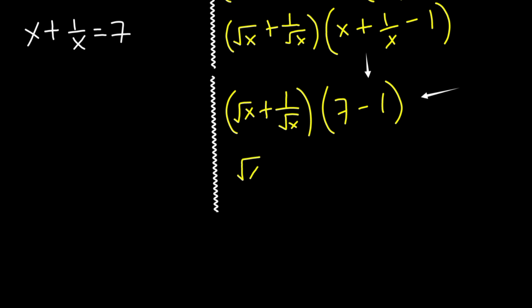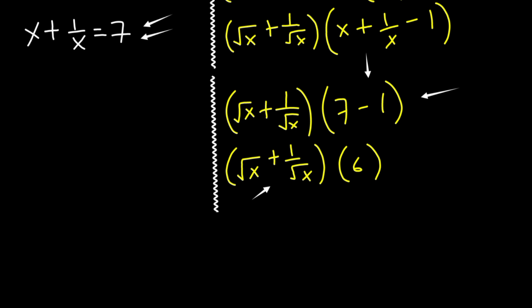Therefore, this will be reduced to root x plus 1 over root x, then times 6. Now we know x plus 1 over x, but we don't know root x plus 1 over root x. How do we derive the value of this? We can actually derive it easily from this equation.